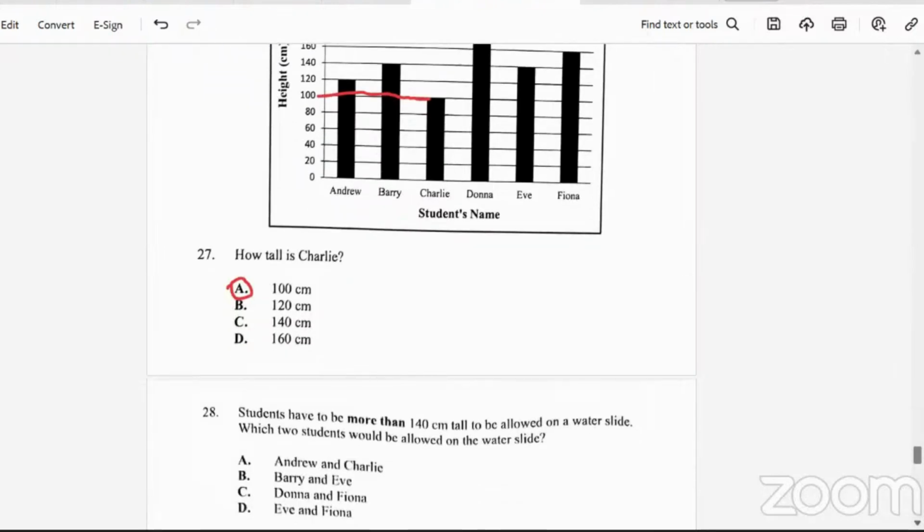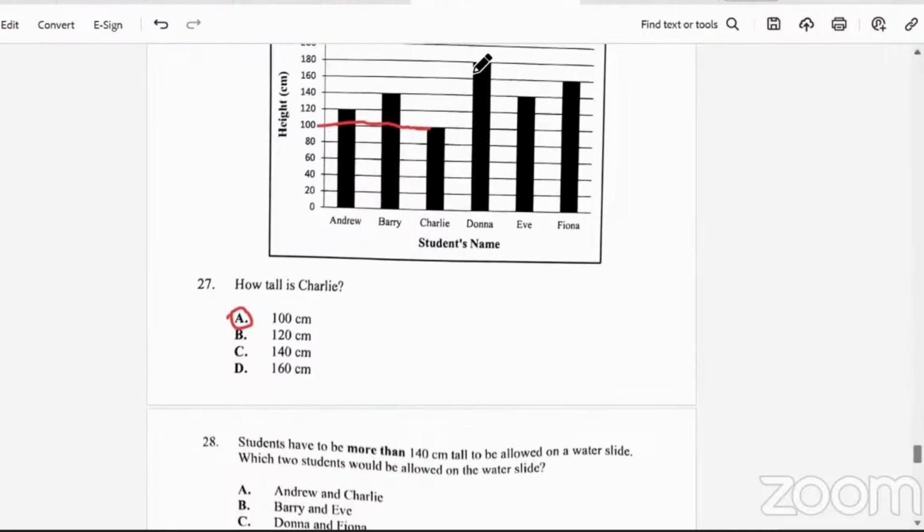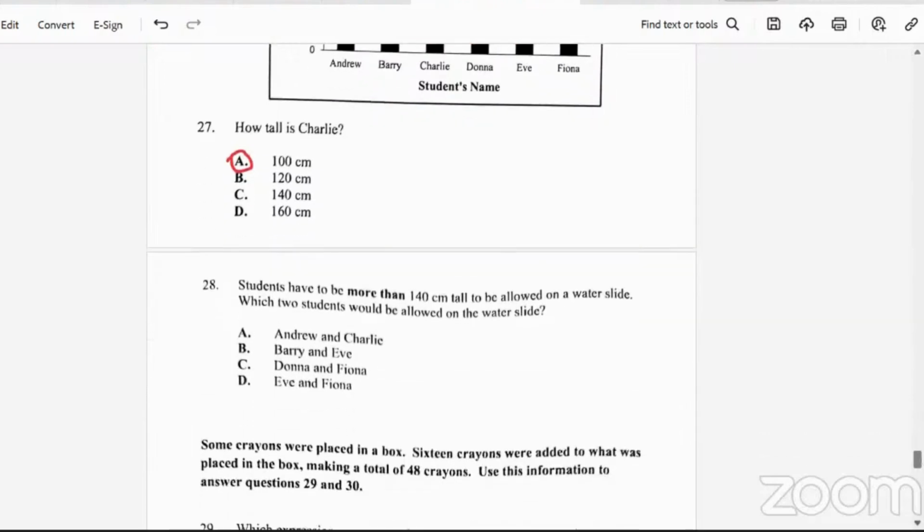Then it says students have to be more than 140 centimeters tall to be allowed on a water slide. Which 2 students would be allowed on the water slide? They have to be more than 140. So who measures more than 140? We have Donna, who is at 180, and we have Fiona, who is at 160. Let's see if they have an option here for Donna and Fiona, because they both measure more than 140. Yes, the answer is C, Donna and Fiona.